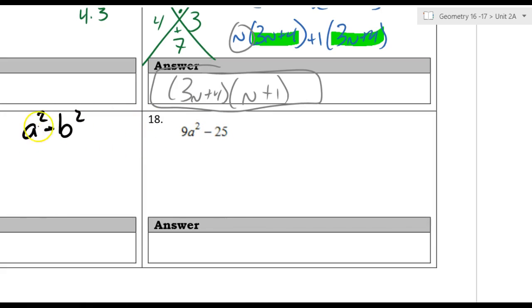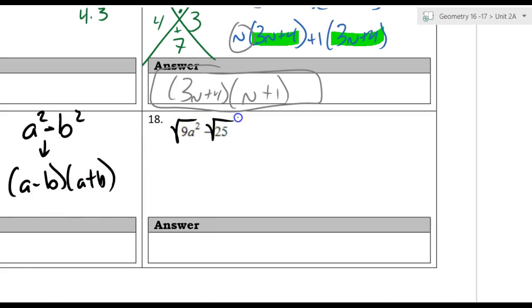Yes. If it's a squared minus b squared, that means I have a perfect square in the first term and a perfect square in the second term. Because if that's true, I can just write it as a minus b, a plus b. I get a's and b's from taking the square root of the first term and the square root of the last term. The square root of the first term is 3a. The square root of the last term is 5. So this is like saying a minus b: 3a minus 5, and then also 3a plus 5.